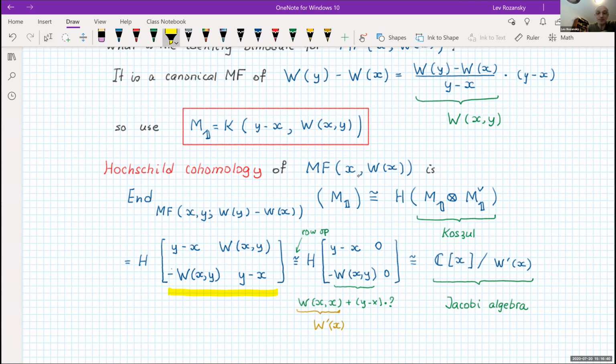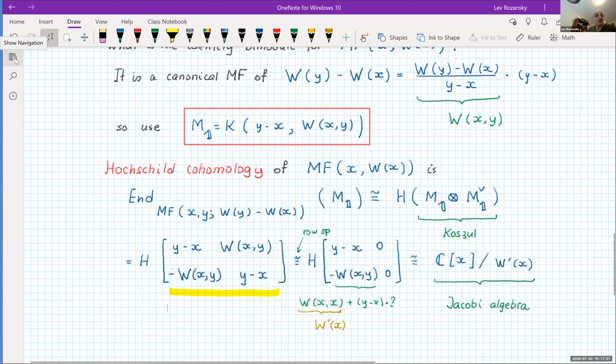This one. And now you use row operations, I'm sorry, I'm showing you what is under the hood. So you get rid of y minus x, and then you see that the divided difference is simply the derivative of w plus terms proportional to y minus x. So you can kill those again by row operations. And you end up with a Koszul complex of w prime. So you end up with what's called the Jacobi algebra of the singularity of w, the quotient of C of x by w prime.